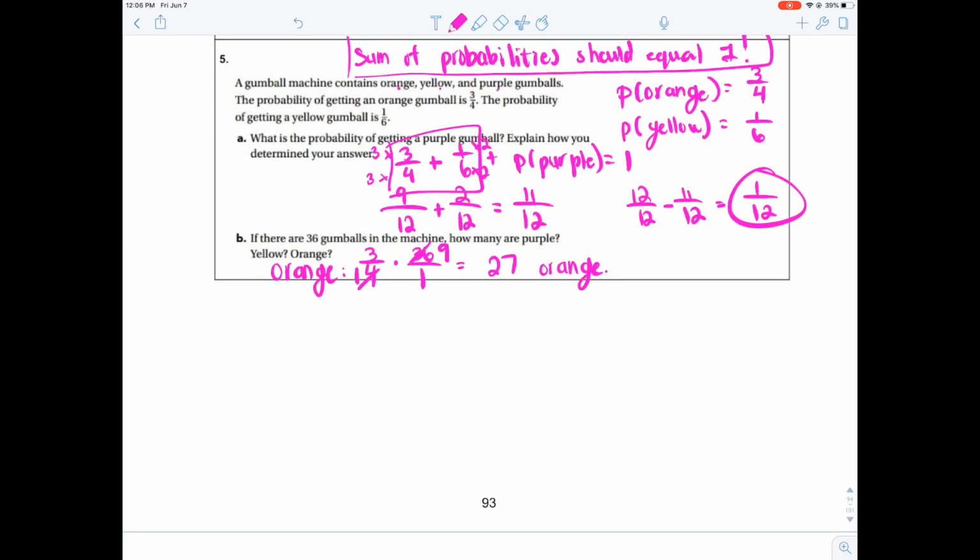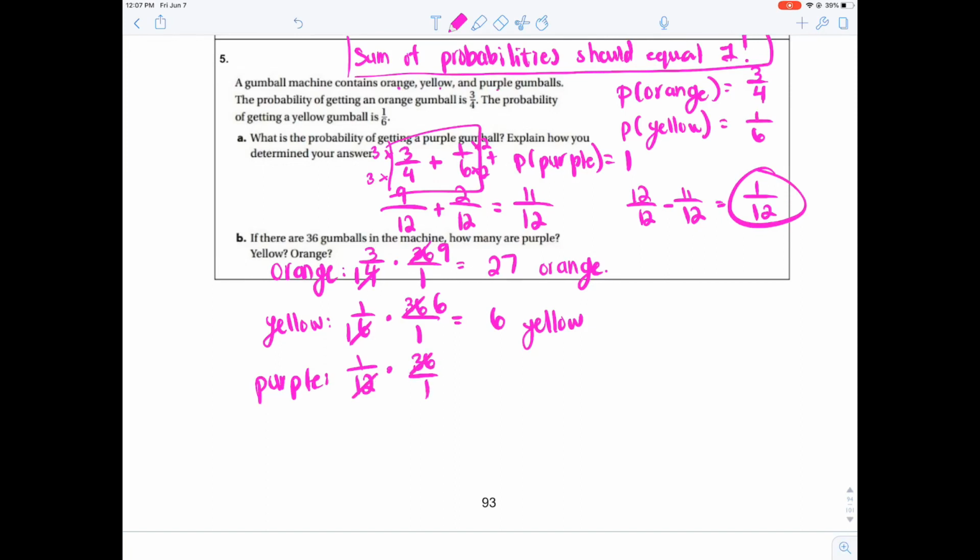We're going to do the same thing for yellow. For yellow, my probability is 1/6. 1/6 of 36. I see some cross-canceling again. 6 goes into 36 6 times, and 6 goes into 6 once. Multiply straight across, so I'm left with 6/1, which is 6. So I have 6 yellow gumballs. Lastly, we need purple. The probability of purple we said is 1/12. Out of 36, cross-canceling, 12 goes into 36 3 times, 12 goes into 12 once, and I'm left with 3/1, which is 3, so I have 3 purple.